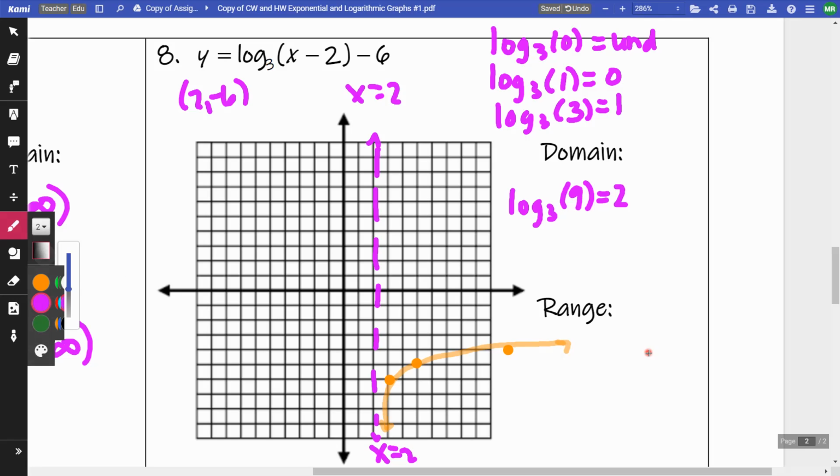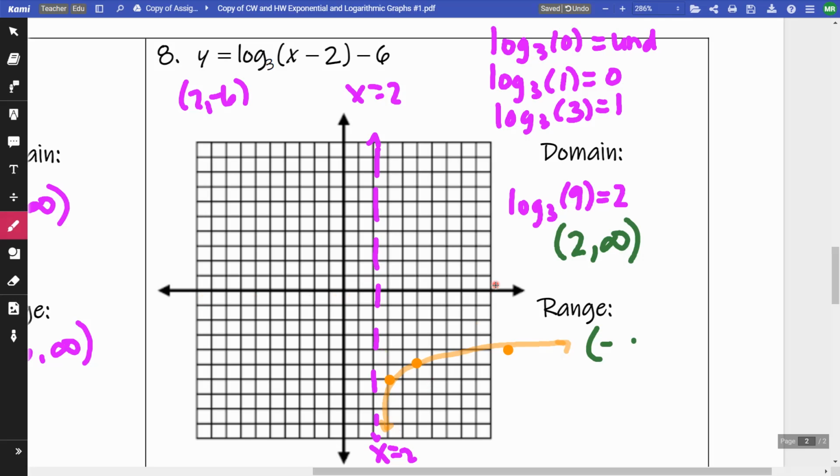Now for this, my domain, there's no graph until I get to 2. I don't have graph at 2. I have from 2 on. My range is going to be negative infinity to positive infinity because it's going to keep going.